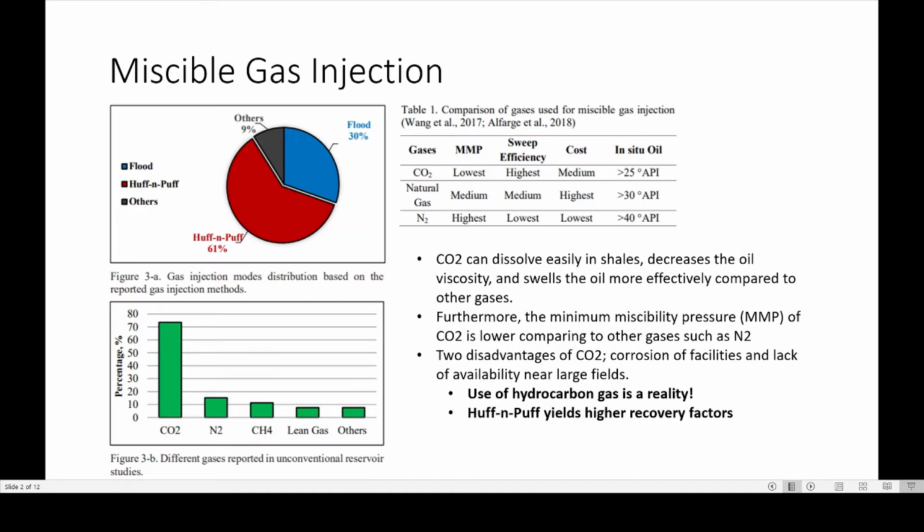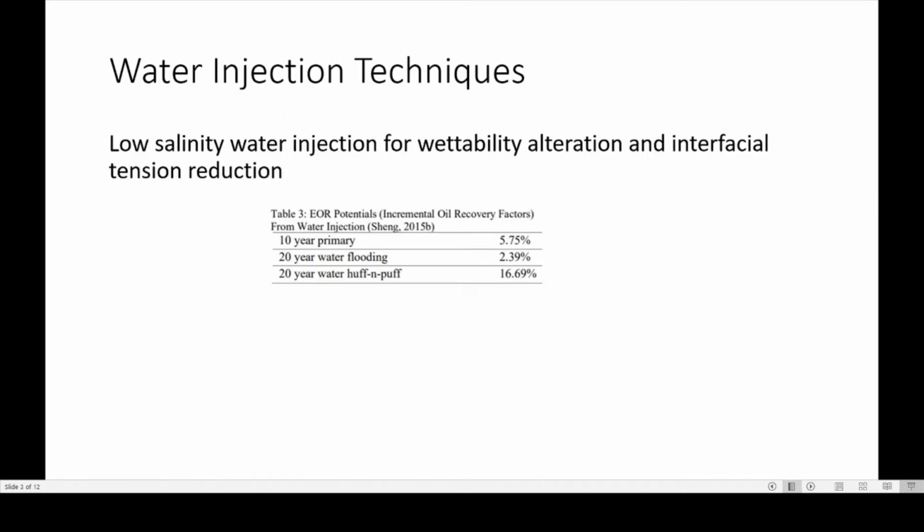The paper mostly talks about how CO2 can dissolve easily in shales, decreases the oil viscosity, and swells oil more effectively compared to other gases. The minimum miscibility pressure of CO2 is lower compared to other gases, but there are two disadvantages of CO2, which is corrosion and lack of availability. That's why there's been lots of murmurs of the use of hydrocarbon gas as a reality for huff and puff. And then huff and puff compared to flooding yields higher recovery factors.